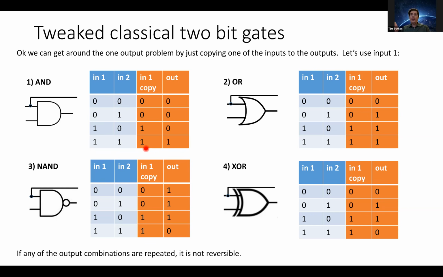So we're now going to have truth tables that look like this. The output of the first one is simply going to be the copy of this one. So here, all the numbers are simply copies of the input 1. And basically, these are the 2-bit outputs. These are what we're going to look at to figure out whether we can make reversible gates out of these things. So let's start with the AND. Is this a reversible gate?